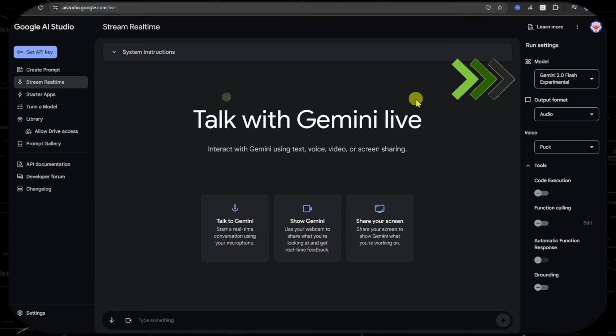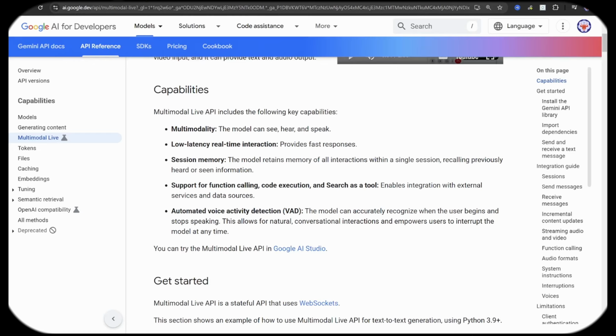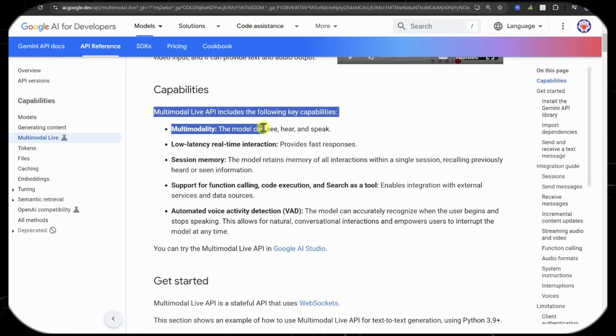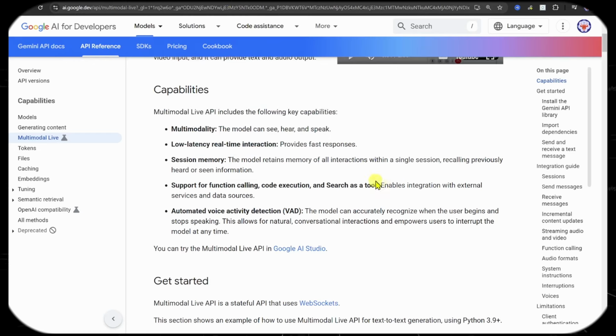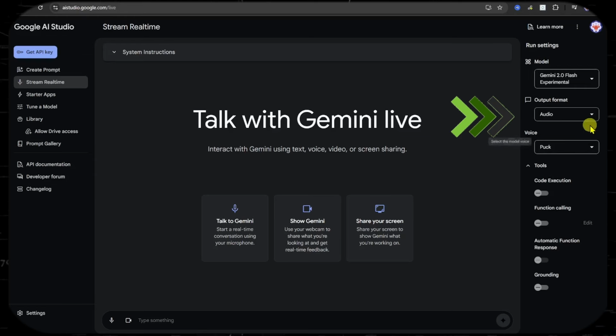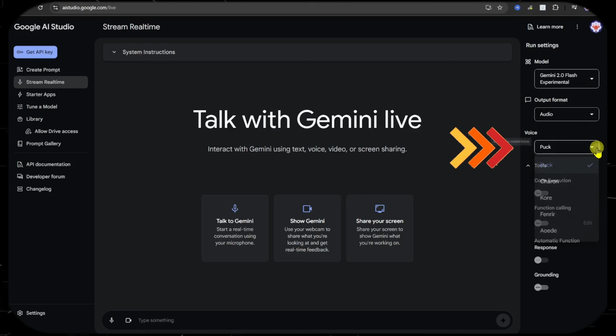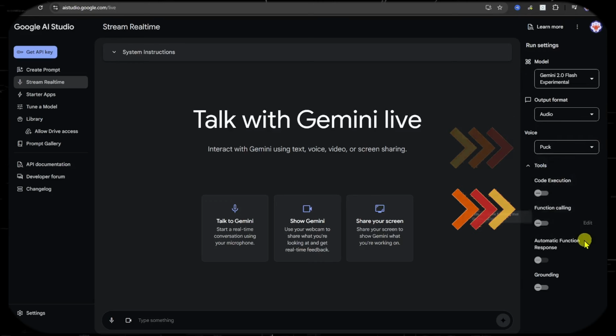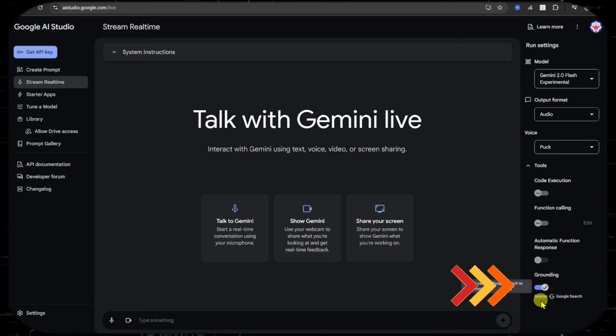Gemini Flash 2.0 Experimental is the star of the show. It's packed with cutting-edge multimodal capabilities that process images, videos, and text in real time. You can interact via text or voice, choose from a few audio options. There are some advanced options that even let Gemini execute code or call functions. Gemini's grounding feature taps directly into Google Search, making it a powerhouse for live data-driven tasks like learning to trade stocks and connecting with latest news.